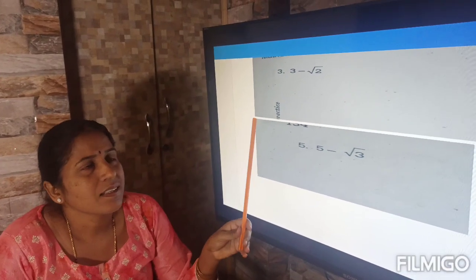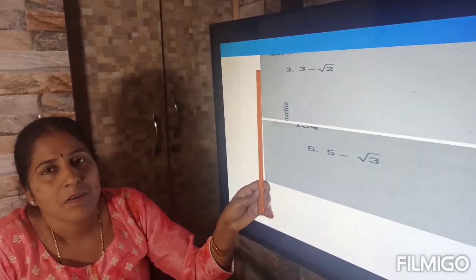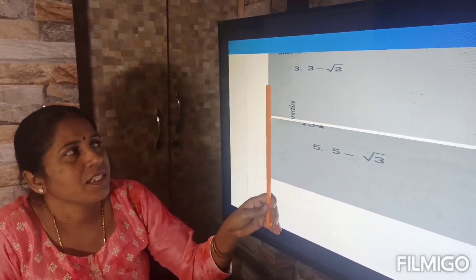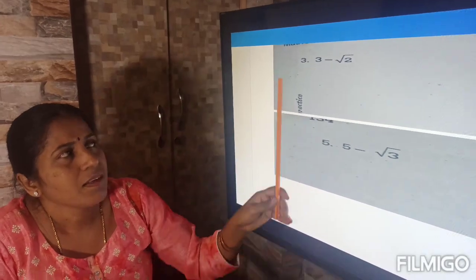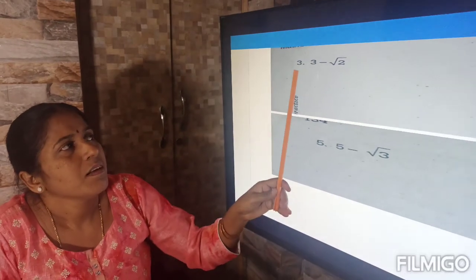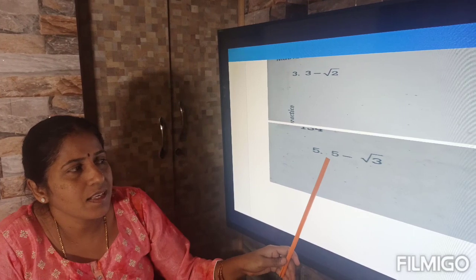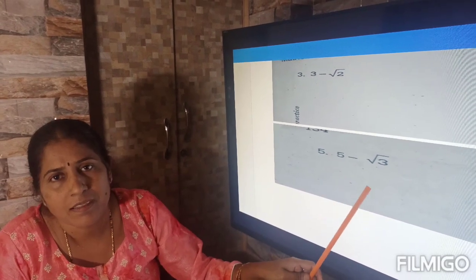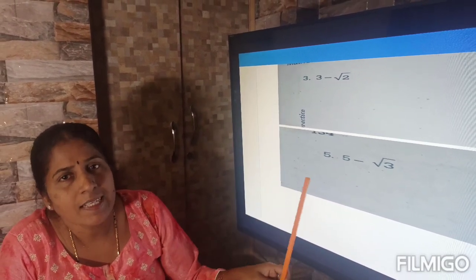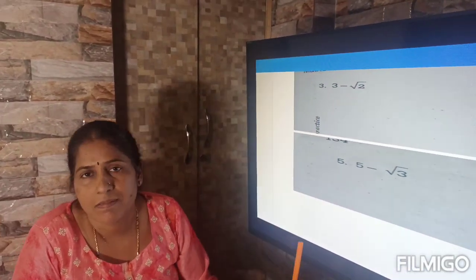Students, take these sums for the drill. Same sums, only the numbers are different. Same method. Using that method only, practice these sums. First one is 3 minus root 2. Then the second one is 5 minus root 3. What I did, practice that properly and do these two yourself.